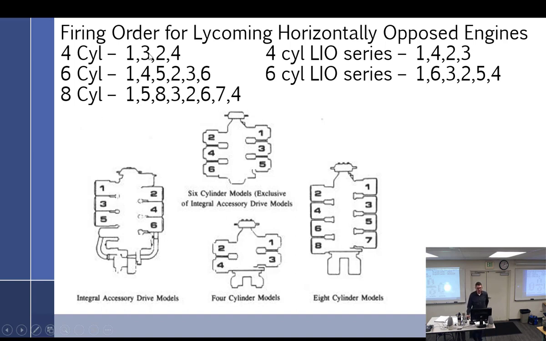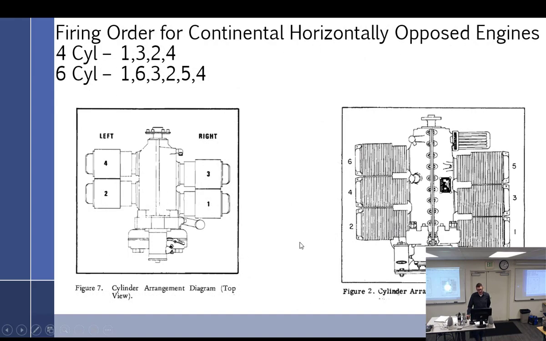Firing order is 1, 3, 2, 4 for 4 cylinders. For 6 cylinders, I have never memorized that because Continental does it different. Never worked on an 8-cylinder, so I'm not committing that to memory. And there are very few LIOs out there, and if I want to work on them, I'll just look at the data plate. But the 4 cylinders is easy enough to remember. Continental, of course, has to be different. Number 1 is the right rear.